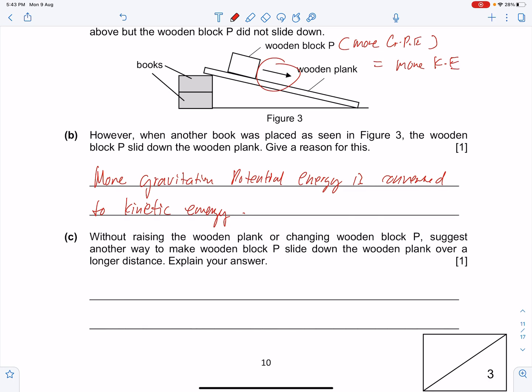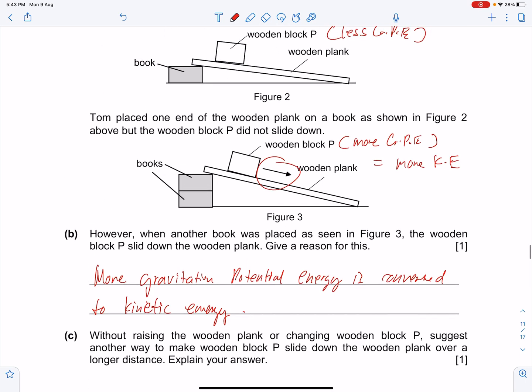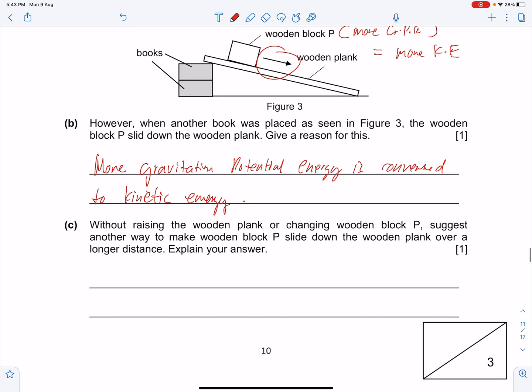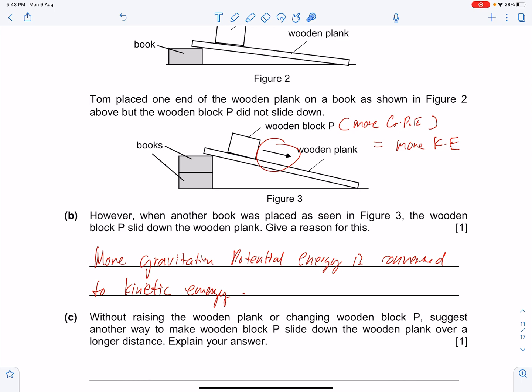Okay, so because of that, it's able to overcome the frictional force. Now, without raising the wooden plank or changing wooden block P, suggest another way to make it slide over a longer distance. Explain your answer. So first things first, we have to understand what is it that is stopping the block from moving down, and the answer is actually friction, right?